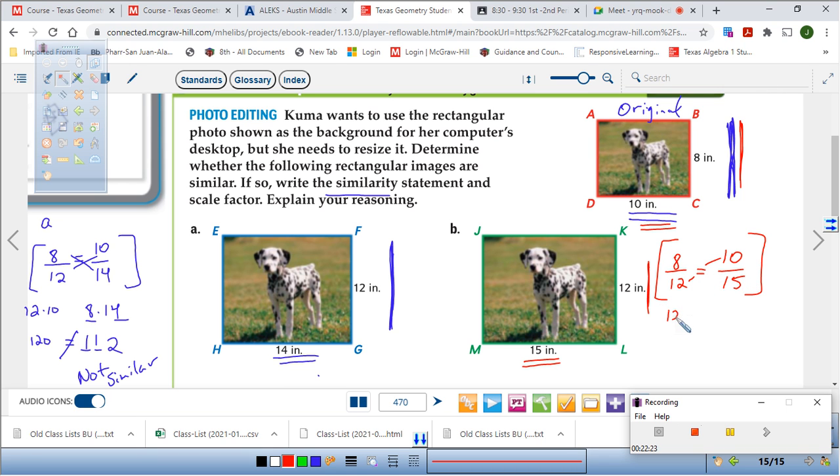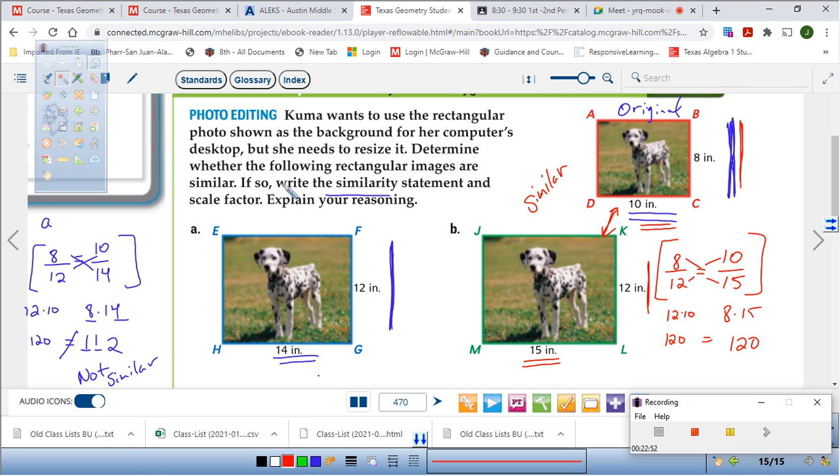Pretty easy. That gives me 12 times 10, also known as 120. Is that equal to this part right here? 8 times 15. Okay, 8 times 10 is 80. 8 times 5 is 40. So yeah, it is 120. Boom. So guess what? These two things are in proportion to each other. Thank you, Matthew. They're equal to each other. Guess what they are? They are similar. They're not equal, they're not congruent. They're similar to each other.